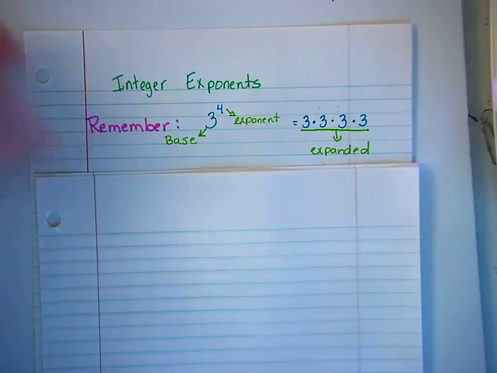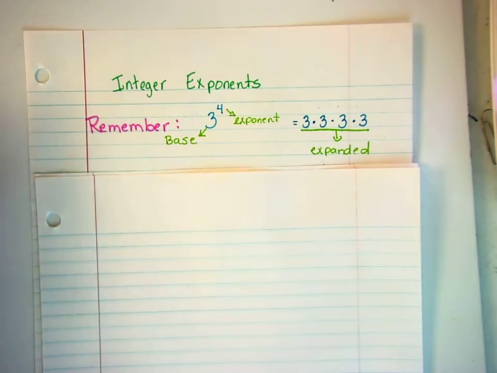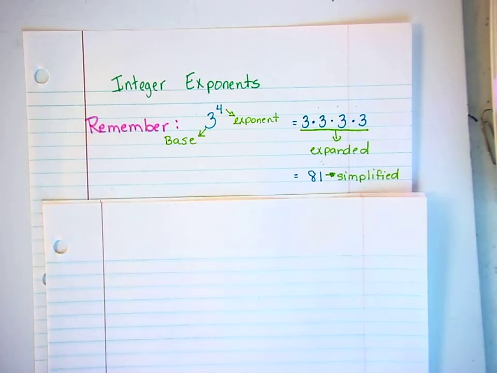Okay, so just to remind you guys, and you're adding this to your comp book, whenever I have 3 to the power 4, 3 is called the base, 4 is called your exponent. If I expand that, I would have 3 times 3 times 3 times 3. Since 3 to the 4th power has no equal sign, it's an expression, so you will be simplifying it. And when you do that, your final answer is 81.